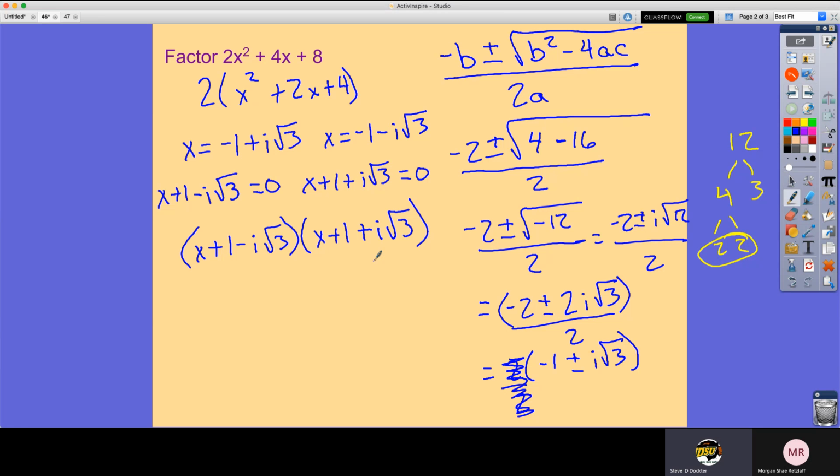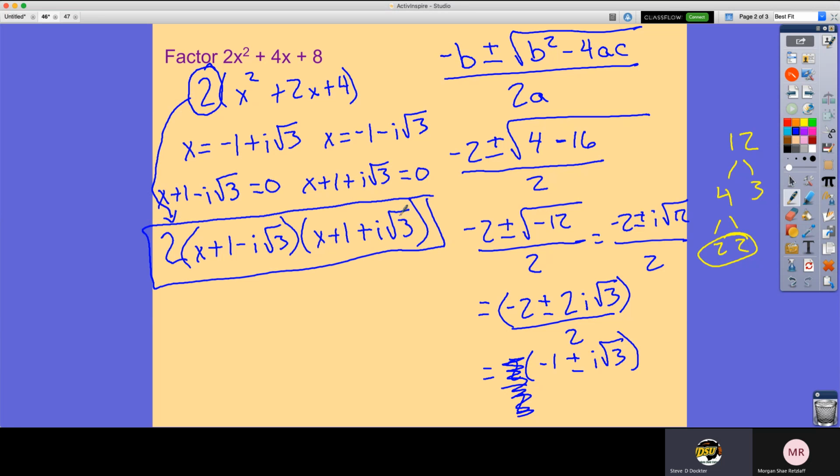Am I missing something though? You see anything that I'm missing? What was our very first step that we did? We pulled out the 2, right? If you pull this out, you've got to make sure that we bring it with. So we've got to have a 2 come down in front of this. And this would be completely factored here.